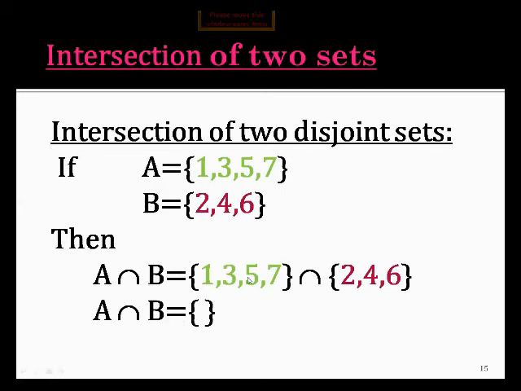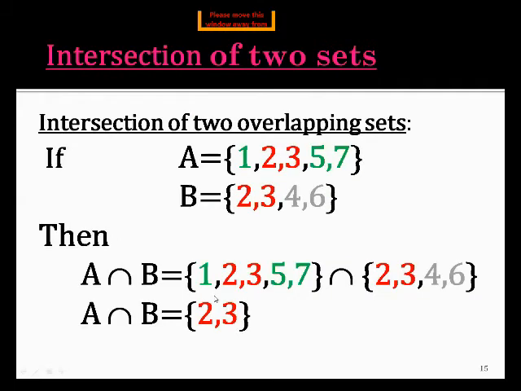Why is it a null set? Because we have two different sets, or two disjoint sets, so there is no common element between these sets. So when we write the intersection of these two sets, there is no element in the set, so we write only empty braces, or we write the null set symbol. Okay. This is called the intersection of two disjoint sets.